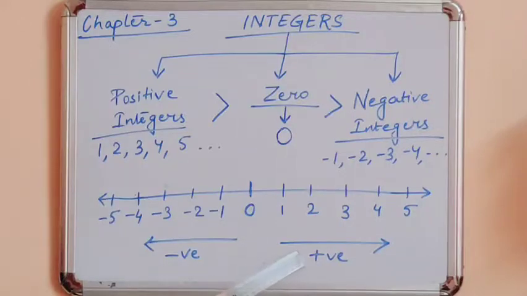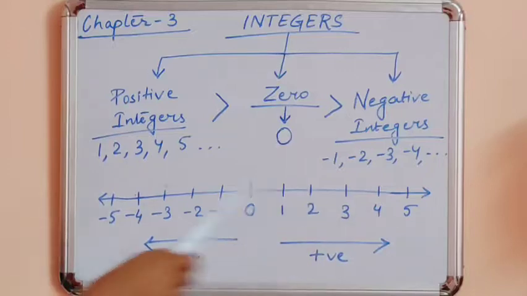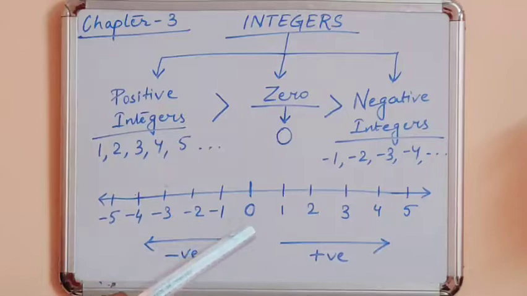So for positive integers, after 0 on the right side, we will write 1 and 2 and then it will continue. And for negative integers, we again start from 0 and here it will be -1, -2 and it will move to the leftward side.